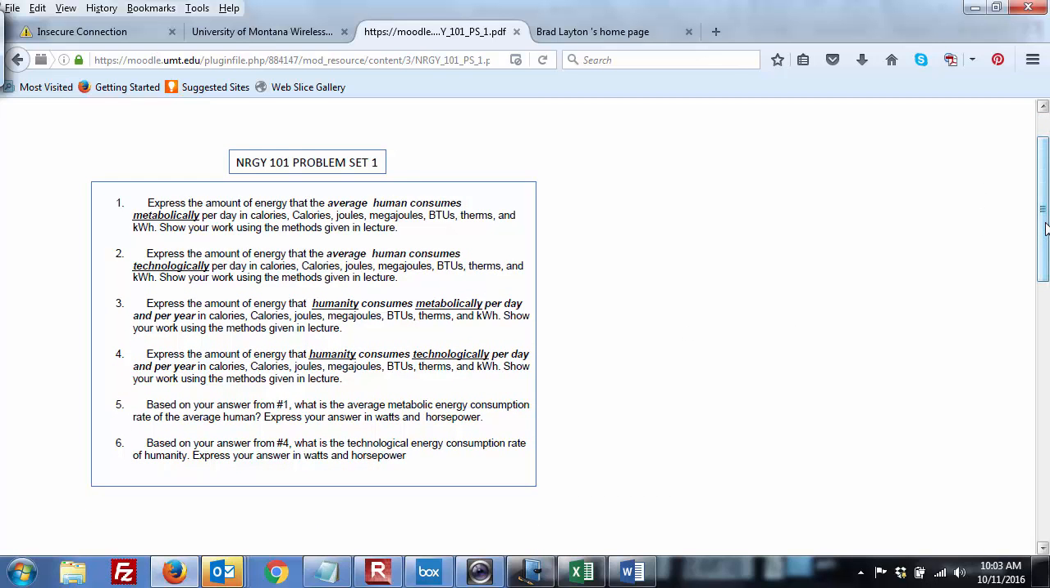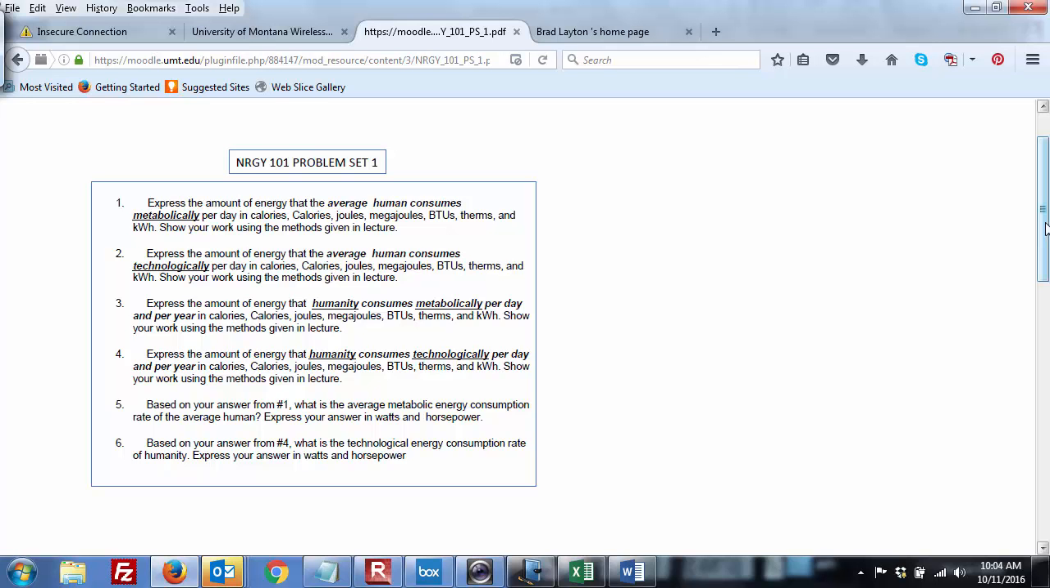Okay, so here's problem set 1. Six problems, and the majority of this is in the textbook. If you go back in terms of the units conversions, those are in. A lot of them are in table A5 and table A6, energy conversions. And that's really what you're doing right here. Yeah, your powers of 10 are all there.